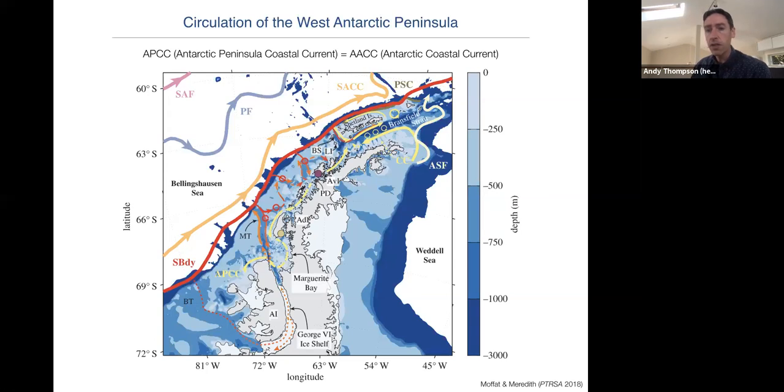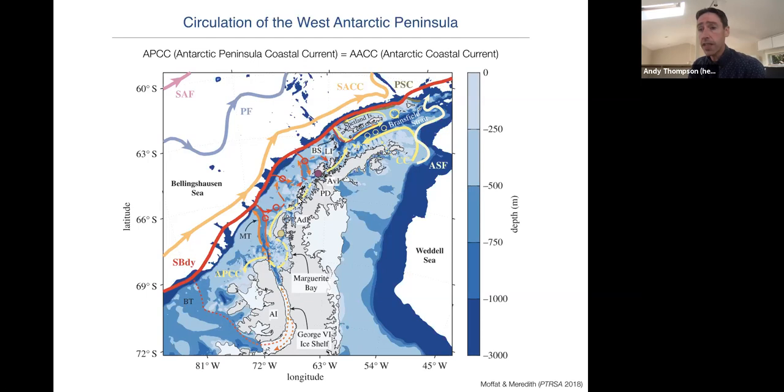Okay, so I want to now move to looking at the dynamics that are happening near the coast. And again, I think this gets to Steve's question. We know quite a bit about the circulation features in the West Antarctic Peninsula. So here's a nice schematic from a review paper by Carlos Moffat and Mike Meredith. We can see the fronts of the Antarctic Circumpolar Current offshore. We know that this warm water gets onto the shelf via the major troughs in West Antarctica.